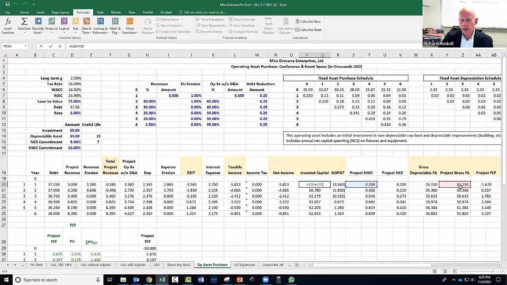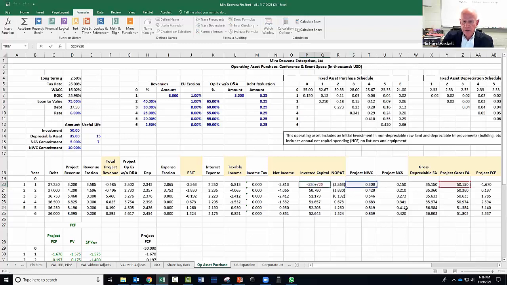Invested capital is going to be my project fixed assets. Remember, my project fixed assets came from the original $5 million and then some additional net capital spending. My invested capital is going to then include project net working capital. Well, what's the project net working capital? It is the revenue for the project times the percentage rate of the net working capital commitment in my assumptions. So that gives me the project net working capital.